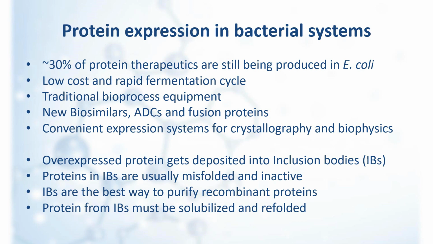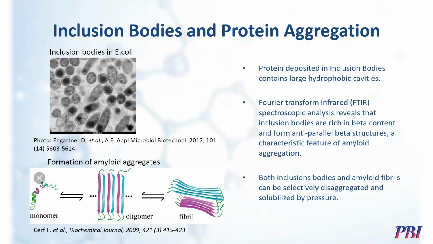Research reagent proteins are also produced predominantly in bacterial systems. Usually overexpressed proteins get dumped into a misfolded aggregated state called inclusion bodies. While inclusion bodies contain mainly protein of interest and can be obtained by a few centrifugation steps, thus making purification very easy, the protein must be solubilized and refolded at the end. Turns out that aggregation mechanisms responsible for protein deposition in inclusion bodies and also amyloid fibrils have a lot in common. Studies done by FTIR demonstrate that both types of protein aggregates are rich in anti-parallel beta sheet structures. Both types of aggregates can be selectively disaggregated and solubilized by hydrostatic pressure.